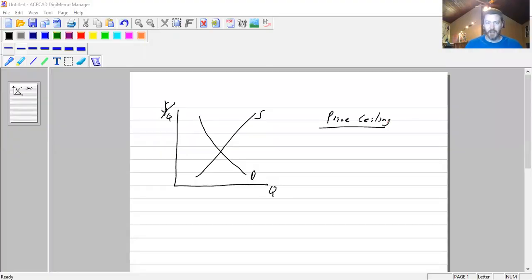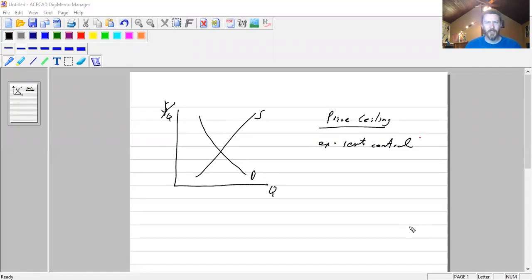I've already drawn up our basic supply and demand model here. The first example we're going to go through is a price ceiling. This is when the government comes out and says, this is the highest price that you can charge for a particular good. It's illegal. We're writing a law. We're saying that it's illegal for somebody to charge a higher price than this. An example would be rent control.